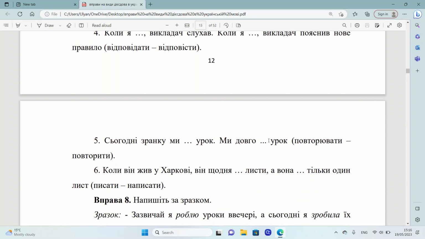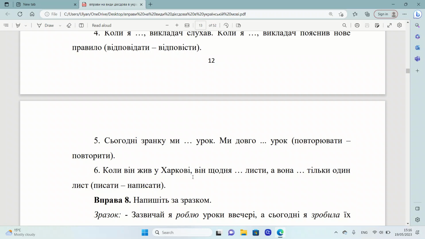Сьогодні зранку ми довго урок. So повторювати, повторити. To repeat. So сьогодні зранку ми повторювали урок. Ми довго повторювали урок. Or maybe they want to specify this morning. So сьогодні зранку ми повторили урок. So today in the morning, so it's probably past already. So today in the morning we revised the lesson. We revised it for a long time. So ми довго повторювали урок.